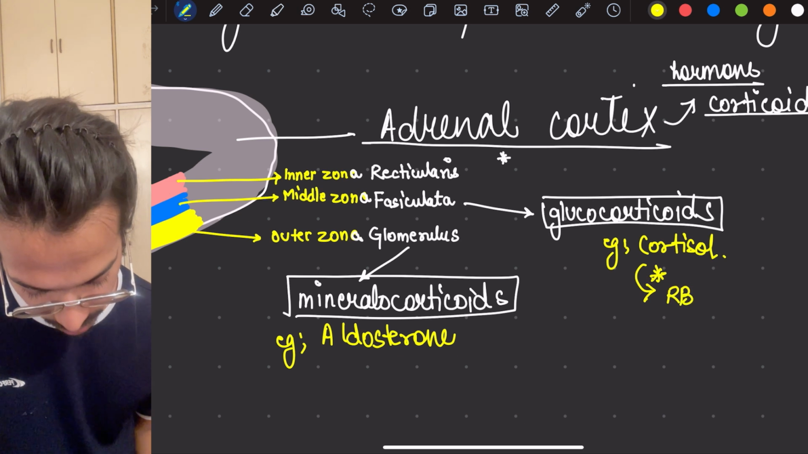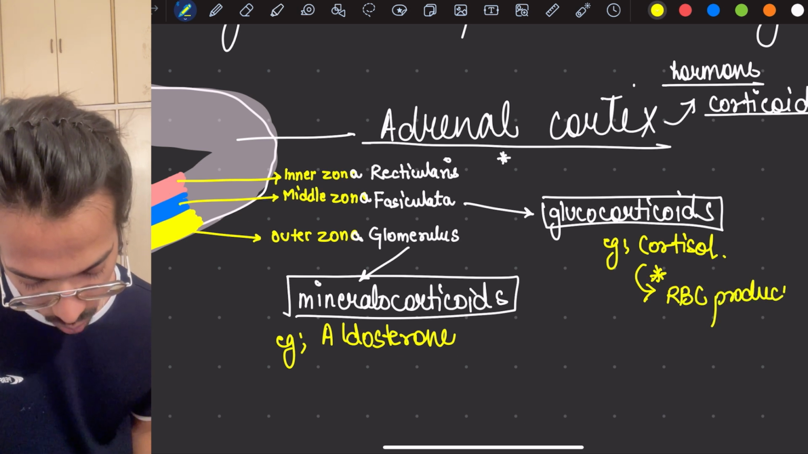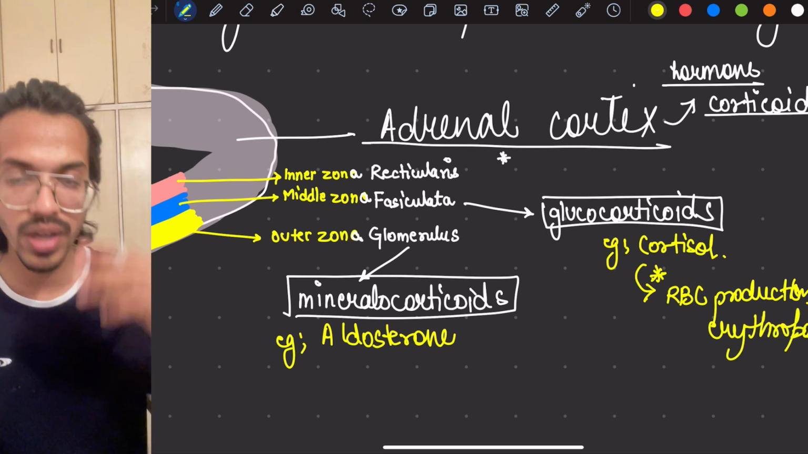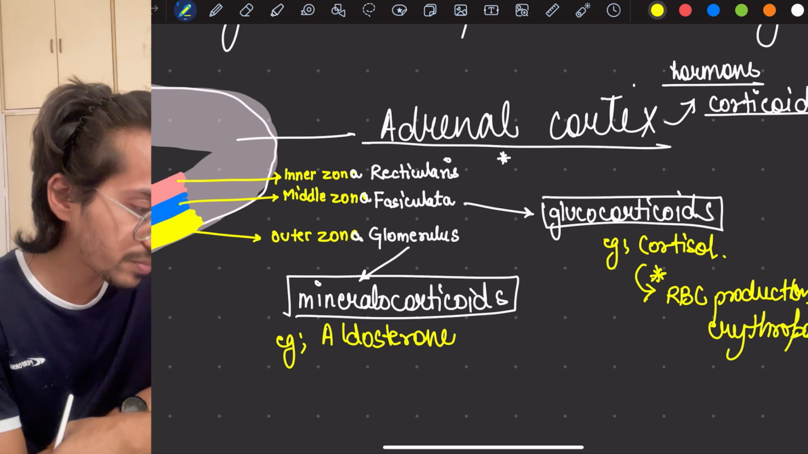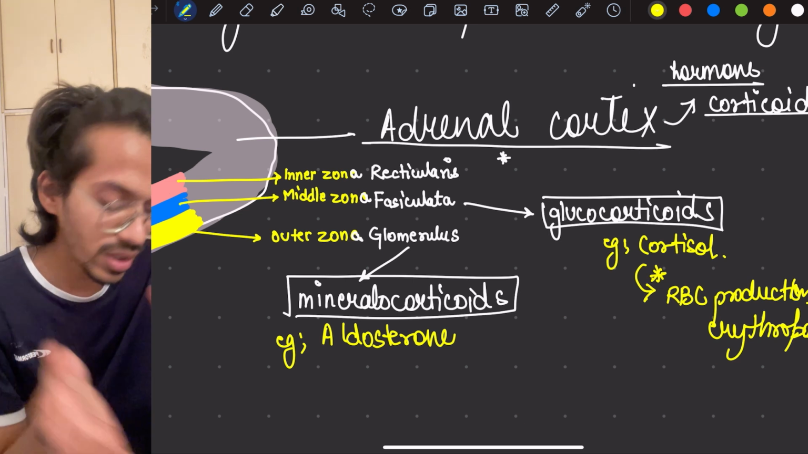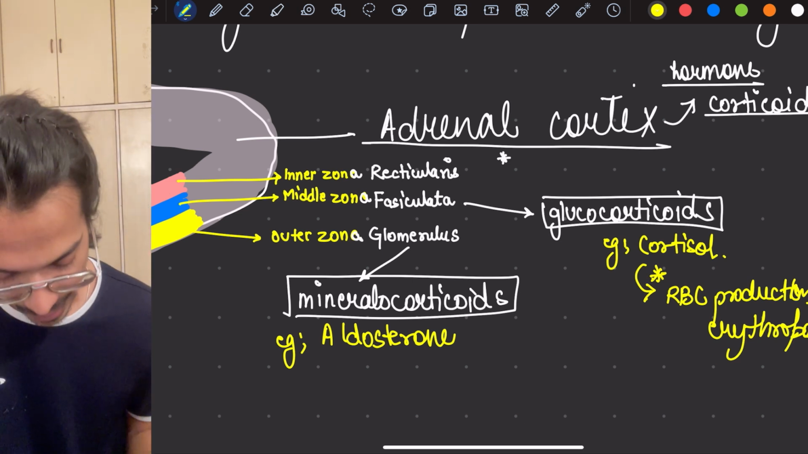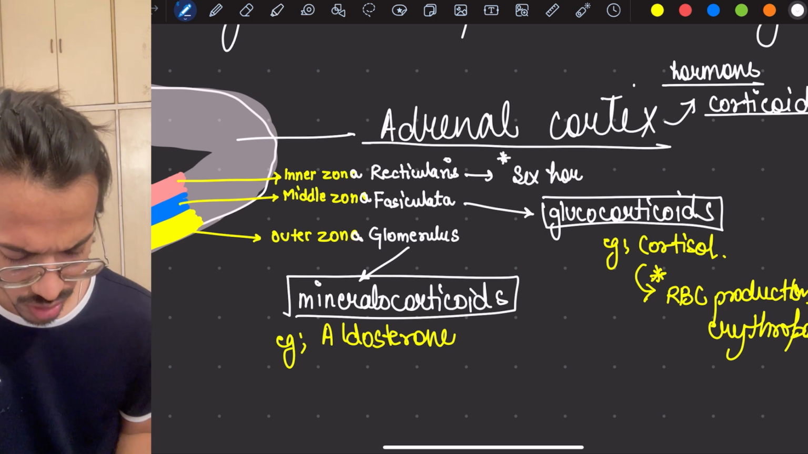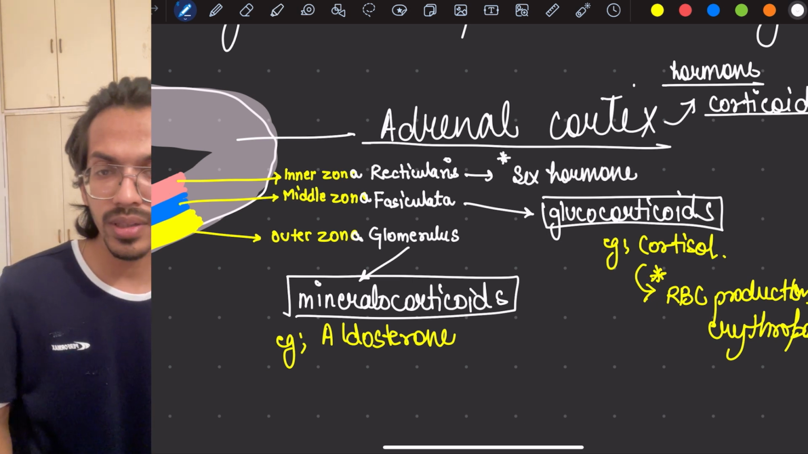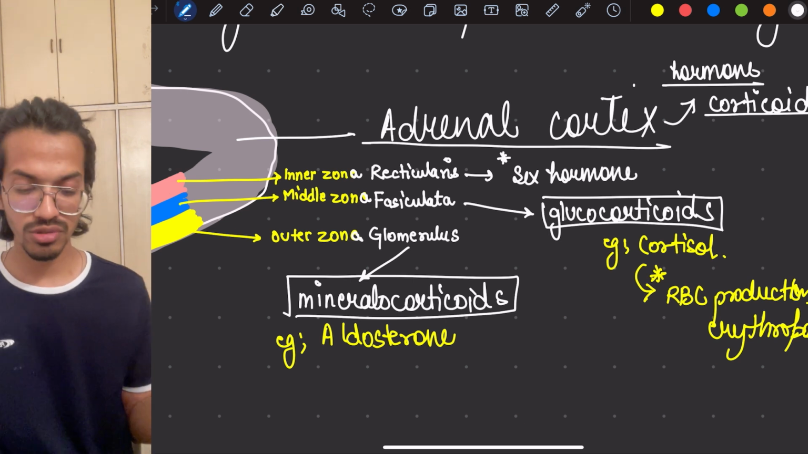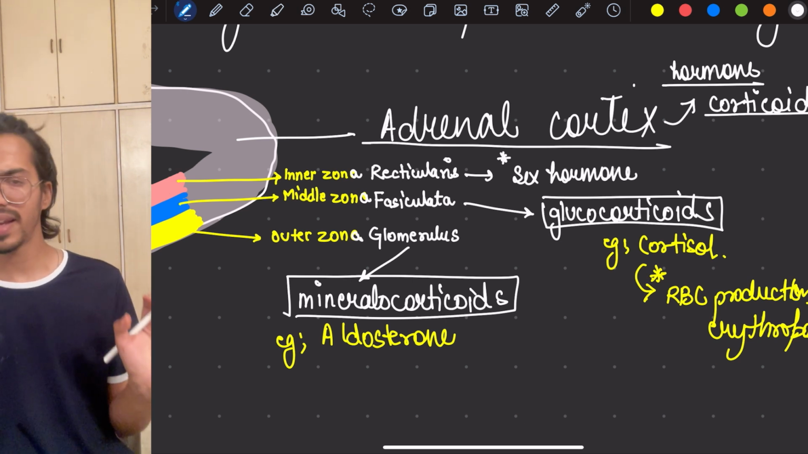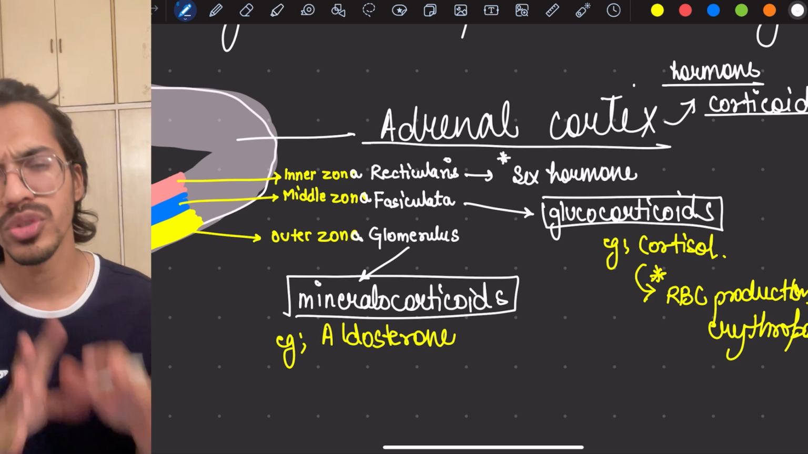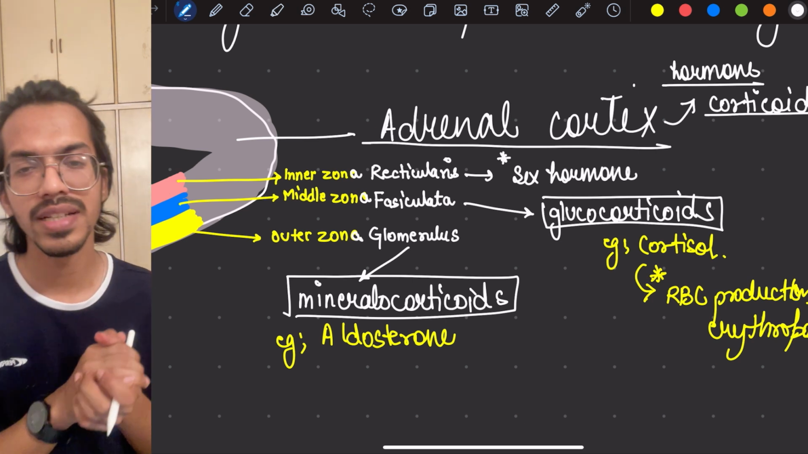RBC production means this hormone has an effect on what? Erythropoiesis. Erythropoiesis is what? RBC formation. Then we have to remember that the reticularis is responsible for releasing the sex hormones, that is estrogen, progesterone, and testosterone in smaller amounts, which do all the functions related to secondary sexual characters like pubic hair development, voice changes, and enhancement and all those things. So this will be by the reticularis layer.